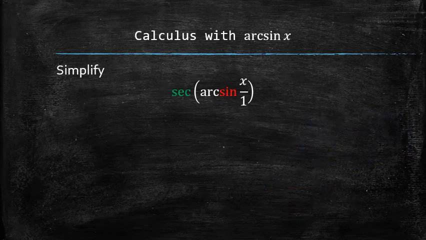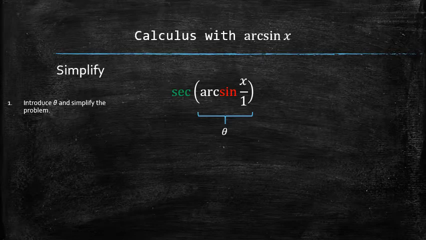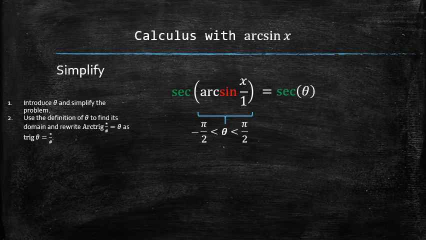So let's simplify this expression using the procedure that we developed in trigonometry. First, introduce theta by labeling everything inside the parentheses as theta. The original expression is not very simple in terms of theta. But what do we know about theta? From its definition, we know the domain of theta and can produce the following statement.